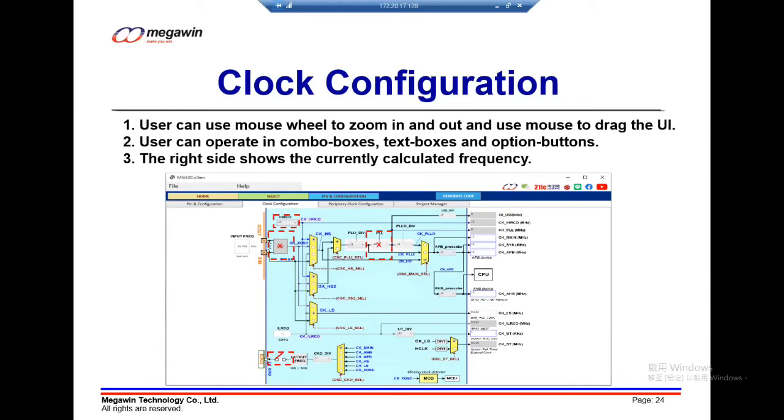So this is the text box. You can input the frequency, for example, if you use the external input frequency, you just input the frequency number in this area, and then it will automatically calculate the result for the output in this area.